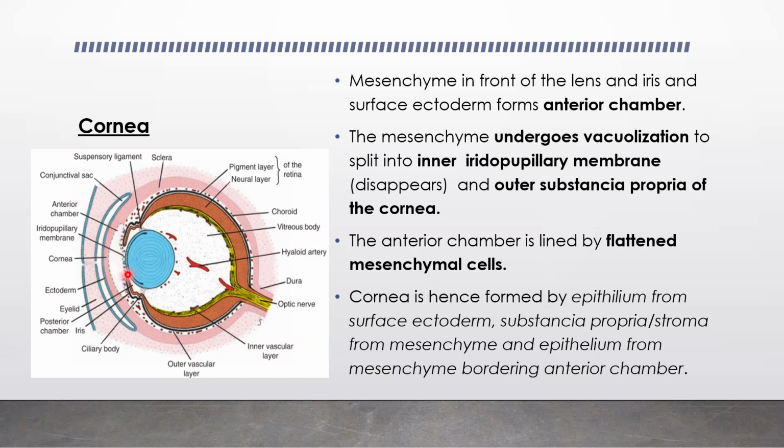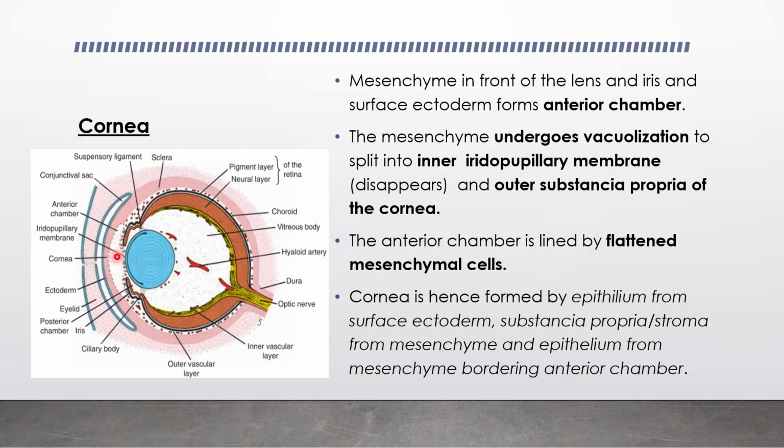So you had the mesenchyme here. This mesenchyme undergoes vacuolization to create a space. Now, posteriorly, we'll create this iridopupillary membrane that will be lining the iris and the lens. And then anteriorly, we'll have the cornea that is now just next to the surface. So this is the cornea. So the mesenchyme undergoes vacuolization to split into the inner iridopupillary membrane, which disappears; it's supposed to disappear. And if it doesn't disappear, you have an anomaly. And the outer substantia propria of the cornea.